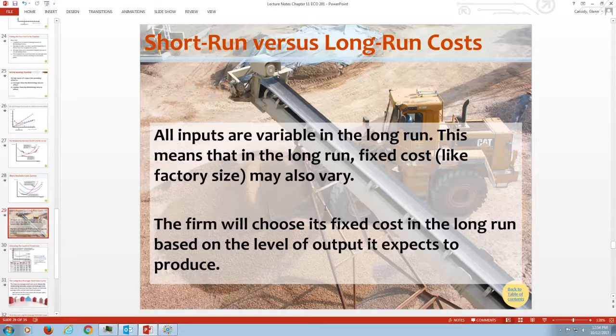Now, as we said earlier in our definition, all inputs are variable in the long run. So that means that the size of the factory may vary. And so now here's where looking at average total cost for different size factories can come into play. If you know you're going to do a small amount of business, you would build a small factory. If you're going to do a big amount of business, you'd build a bigger factory. And so we want to look at that relationship.